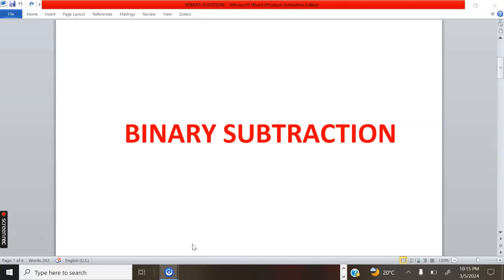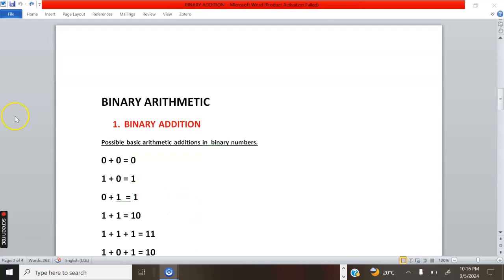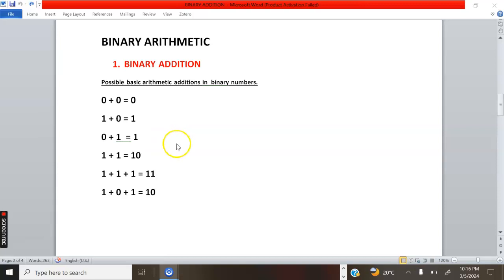In this video, I'm going to take you through binary subtraction, specifically using the two's complement method. In my previous video, I showed you how to work on binary subtraction using the one's complement. Before we do the whole thing, we need to get conversant with binary addition, because for the subtraction you need to apply the same methods as in the addition.